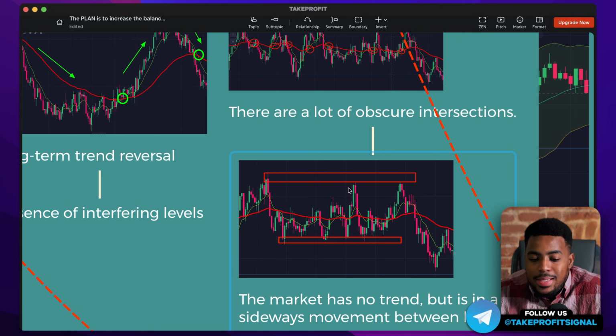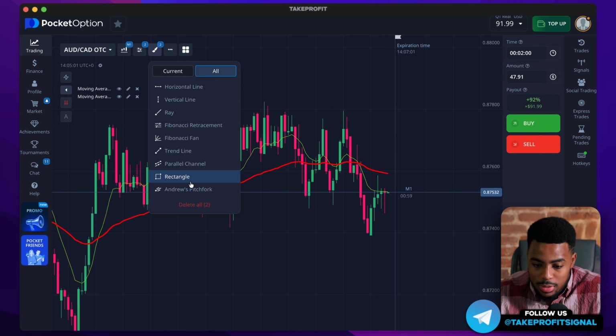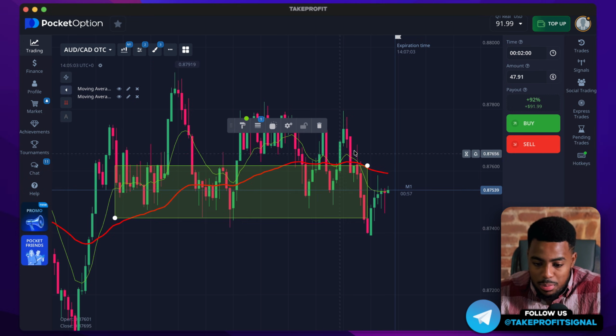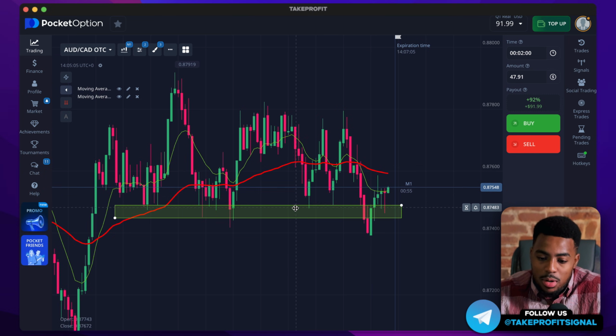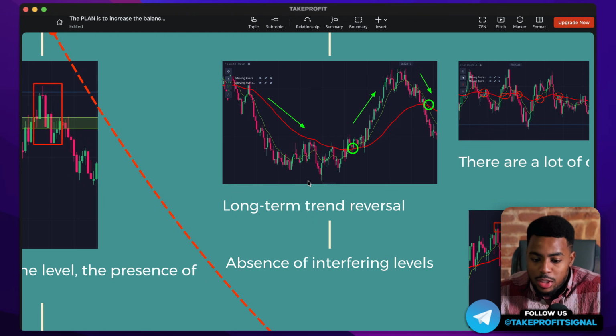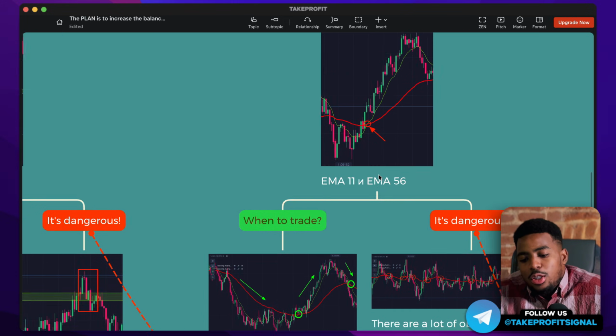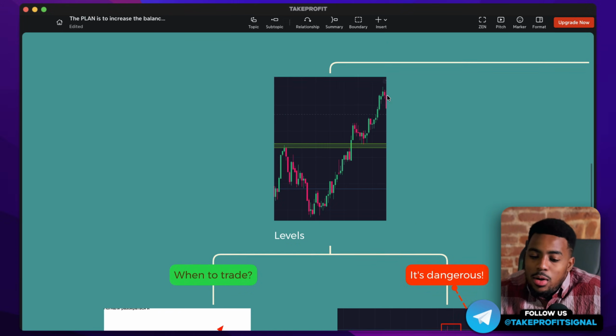When the market is in sideways movement between two levels, you should not trade at all because there are many false crossings. The same applies to this situation because we have both a level below and a level above, meaning there is no trend change happening here. Therefore, in this case, trading with this strategy is not relevant.